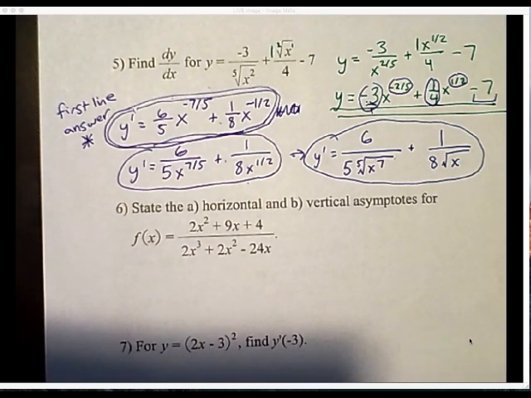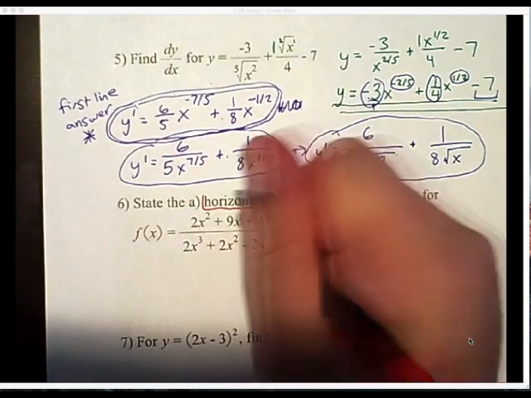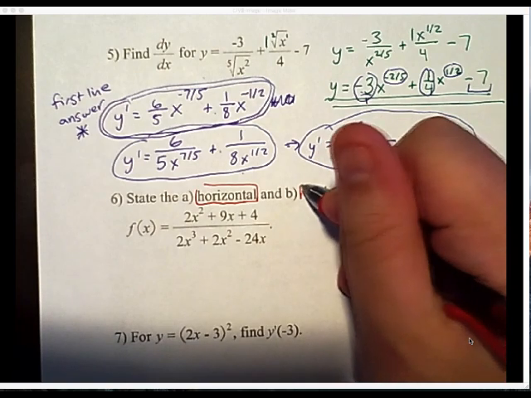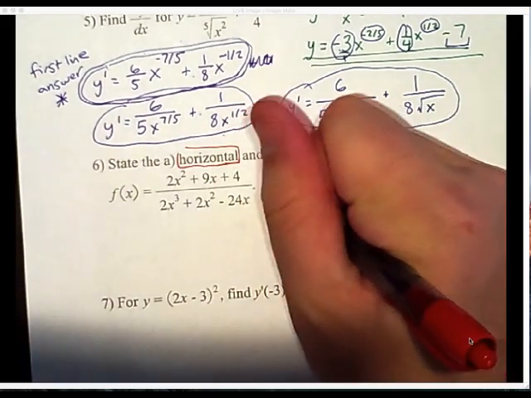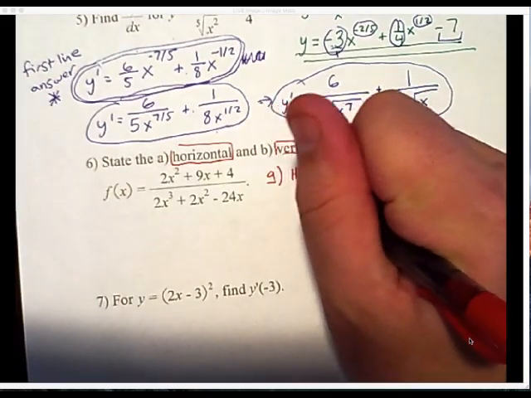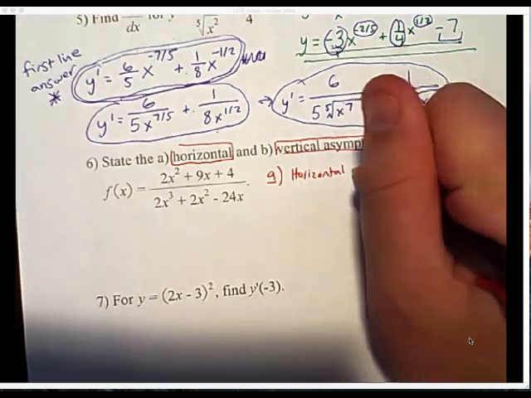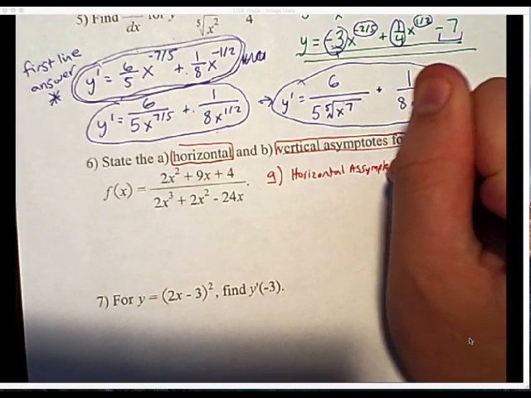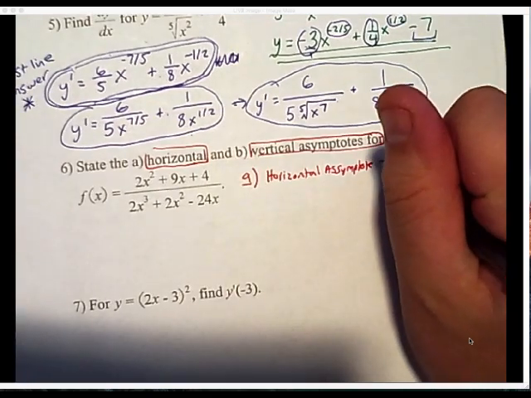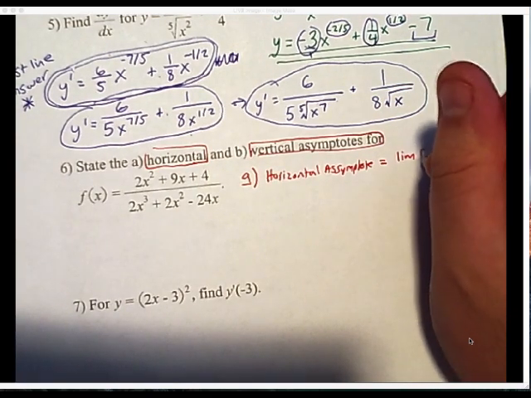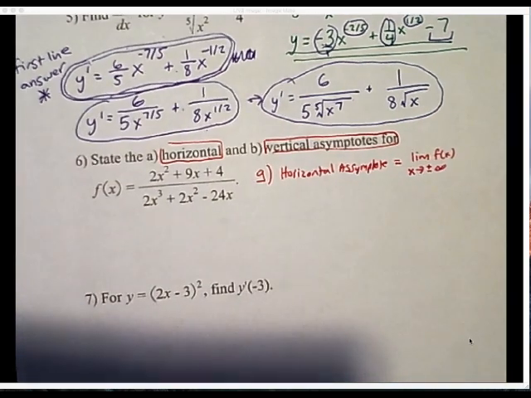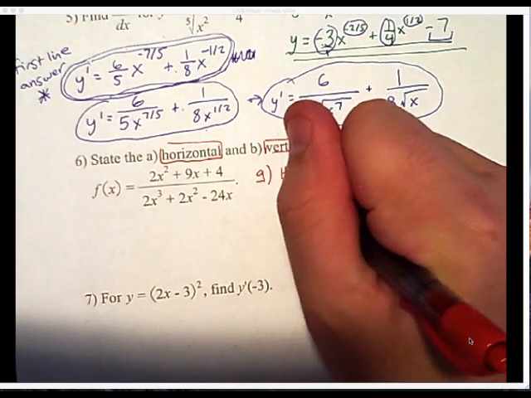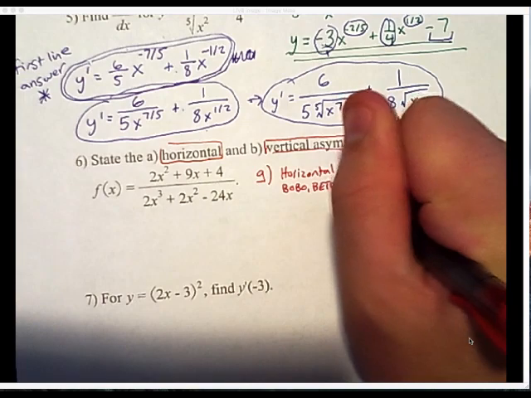All right, so 6 is a review question. I want to know what the horizontal and the vertical asymptotes are. Okay. So let's deal with part A first. How do we find horizontal asymptotes? Okay, well, a horizontal asymptote is basically going to be equal to the limit of f of x as x approaches positive or negative infinity. So we're going to use our Bobo, Betsy, and Botu.